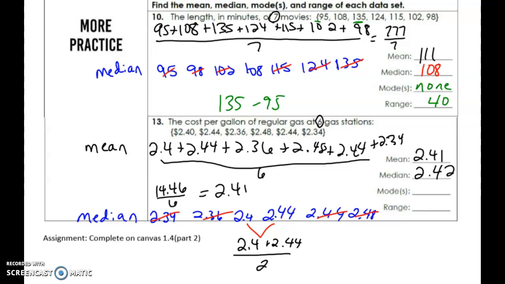Okay, mode, which one happened the most often? So we're talking about gas prices. What is the gas price that is happening most often right away? So there's one at 2.4. It looks like that's your only double up there. So mode 2.44, and then range was the biggest minus the smallest. So we can go 2.48 minus 2.34. Okay, so the range of gas prices right now is only 14 cents.